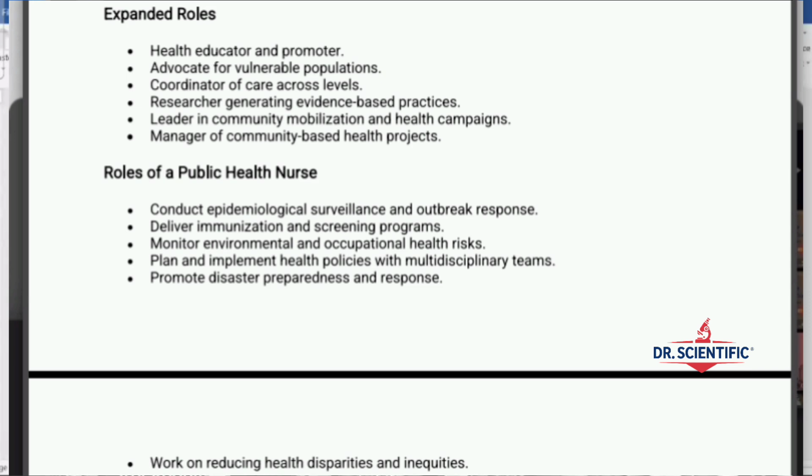Another thing in relation to public health, they promote disaster preparedness and respond to it. For example, if there is fire, they are the ones who will come into play. If there is a problem in a particular community, let us say flooding has occurred in an area or locality, they come into play so that they can rescue the situation. Now, they work on reducing health disparities and inequities. Yes, that is also another function of the public health nurse.